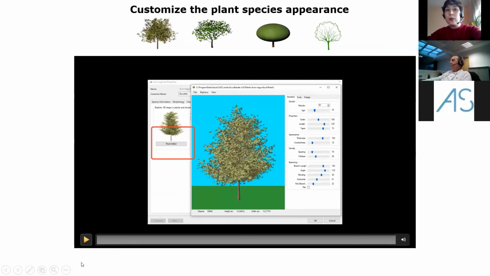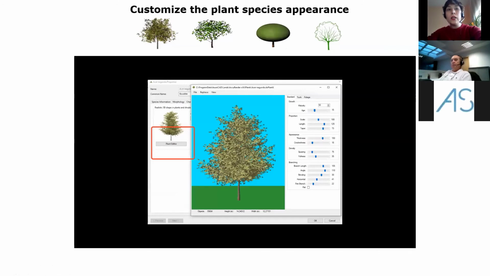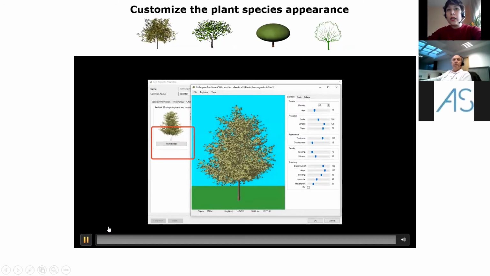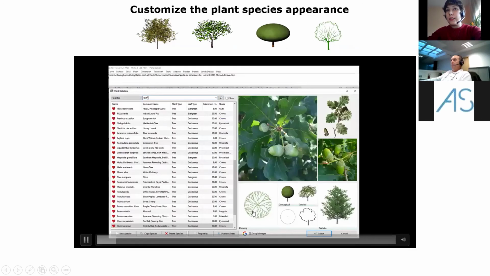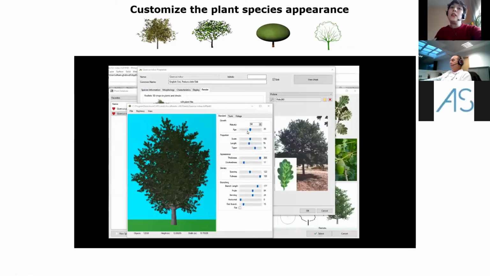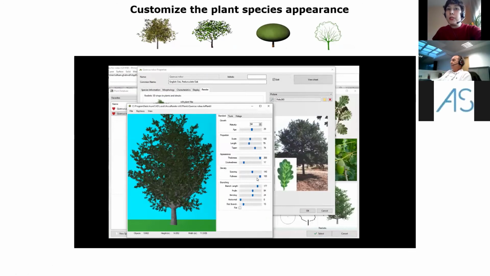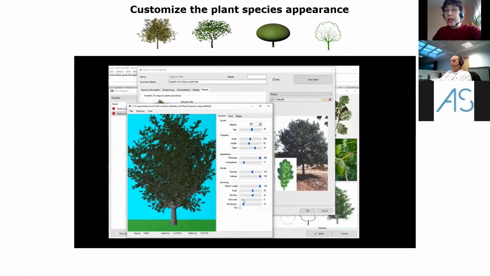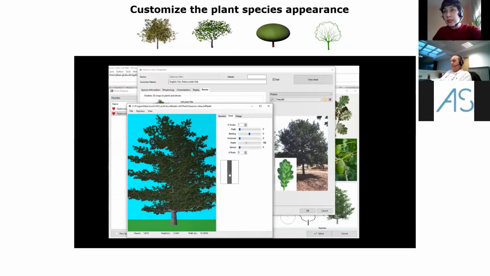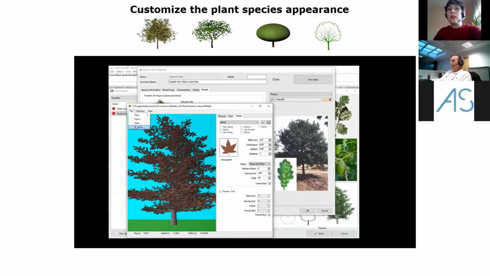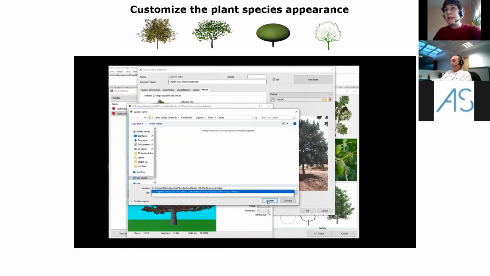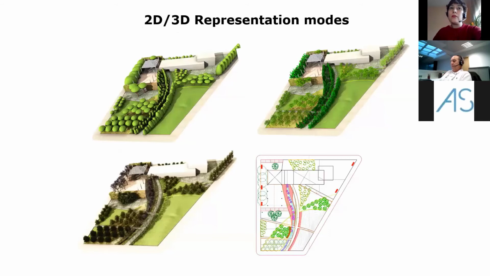Inside of the plant database, there is a plant editor that lets you modify any plant species. So you look for a plant existing in the plant database, and then you modify different parameters of the plant, and finally you can save it as a new plant or as a modified version of the existing plant species. So in this way, in 1 or 2 minutes, you can generate a new plant which does not exist in the plant database. There are different representation modes. As you see, we have conceptual, detailed, or realistic, and you can shift between different representations or from 3D to 2D easily just by one click.